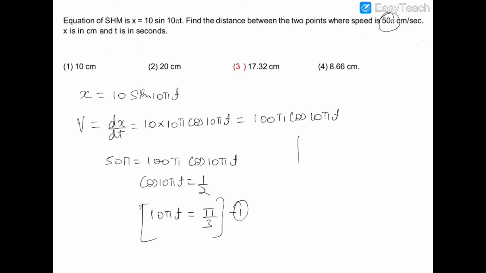Now you can see that if we draw the motion of SHM, this is positive extreme and this is negative extreme, and this is x is equal to 0.